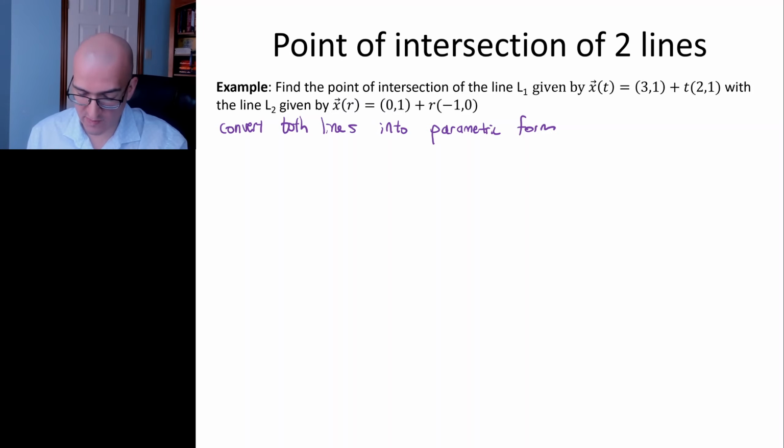Anyway, so we'll convert both of these lines into parametric form. We have the first line, line 1. Our x coordinate is equal to 3 plus 2 times t. Our y coordinate is equal to 1 plus t. And then our second line, line 2, our x coordinate is equal to 0 minus r, which is negative r. And our y coordinate is equal to 1 plus 0t, which is just 1.